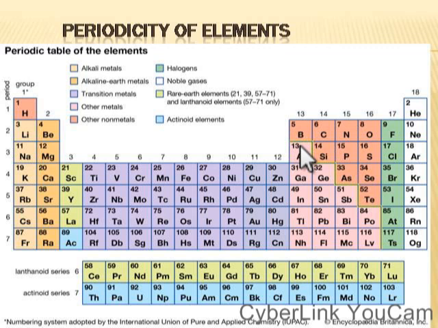Now, because metallic character decreases down the group and decreases across the period, there exists a diagonal relationship between the chemical properties of the first member of a particular group and the second member of the next group. So that is that. Now let's go back to our periodicity of elements.